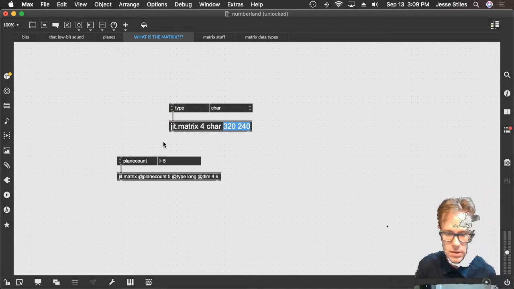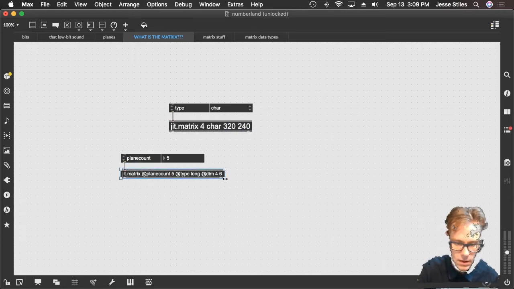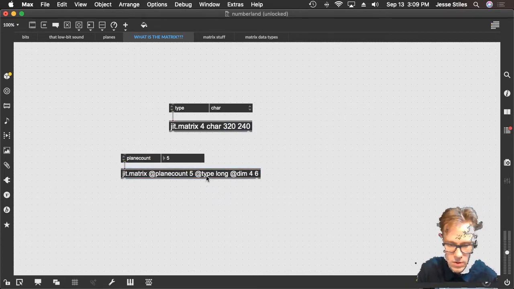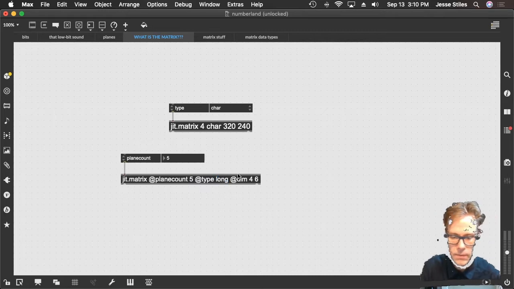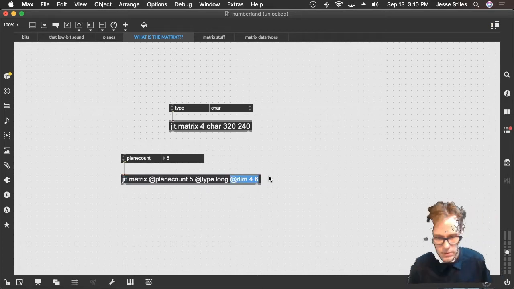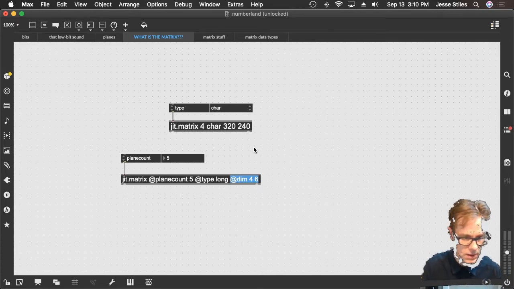You can also specify these things using attributes. And when you do them in attributes, you can do them in any order. So here we have the plane count set to 5. We have a different type of data stored in this one. This one has long ints. And we have a much smaller resolution. So this is 4 by 6. So let's look at some examples of this.